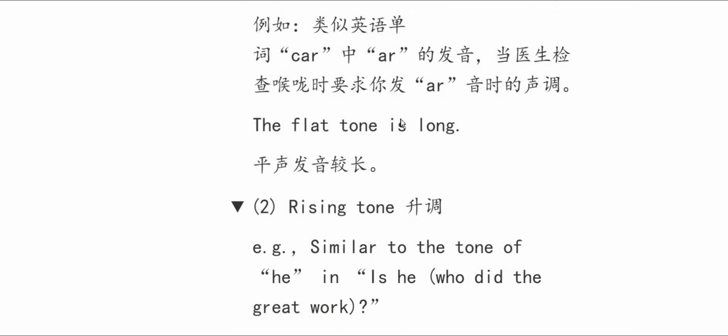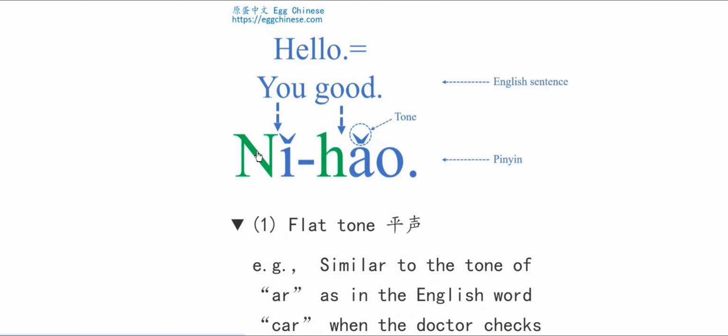So for this third tone, for example, here, if without this third tone, the first word or the first character will be pronounced as ni. With the third tone, it will be pronounced as ni.